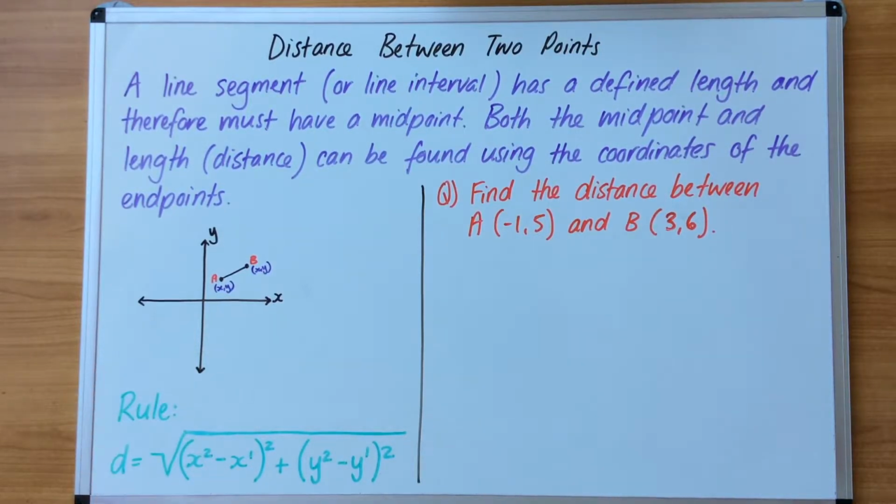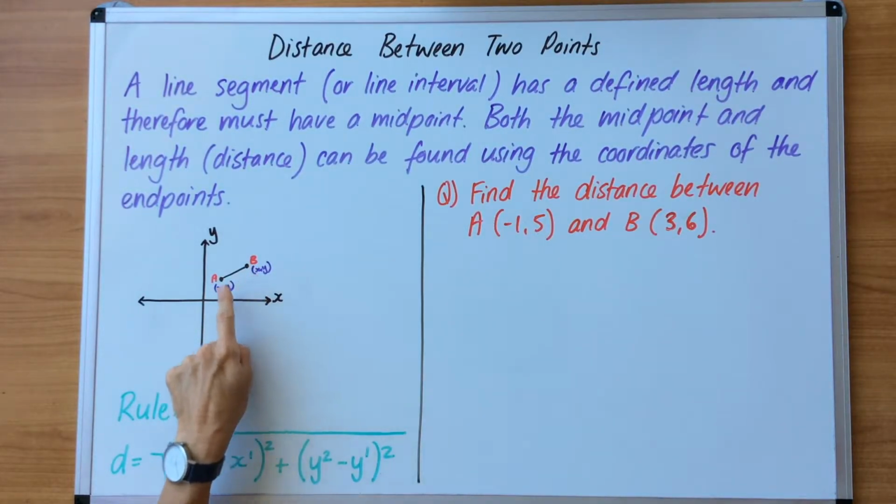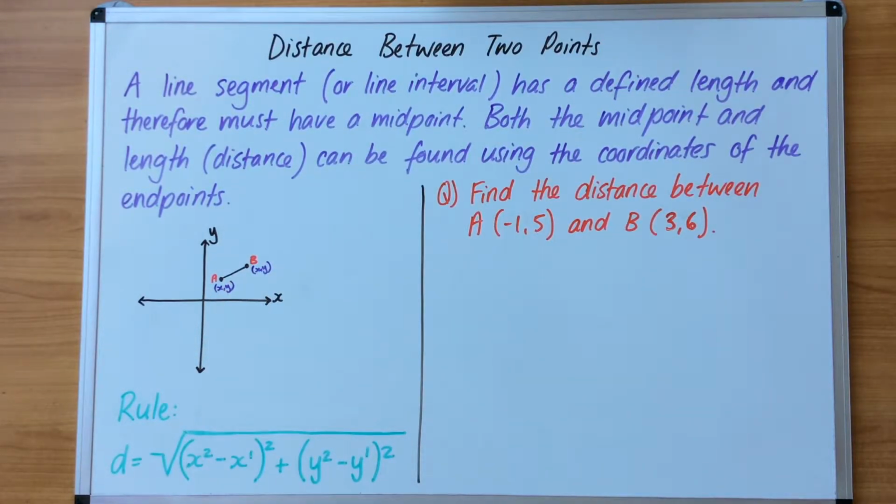Take a look at this diagram here of the Cartesian plane on the left. We have point A and point B joined by a line segment, and previously we've looked at midpoint, and midpoint is the halfway point between points A and B. Now we're going to find the length between points A and B using this rule at the bottom here. Distance equals the square root of x2 minus x1 squared plus y2 minus y1 squared.